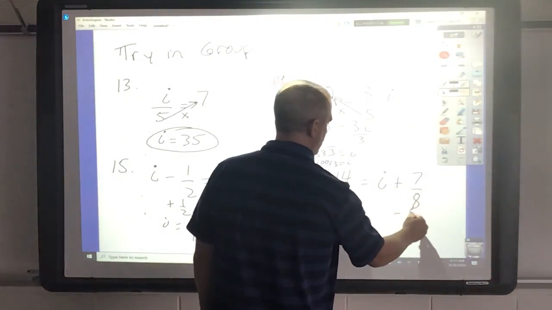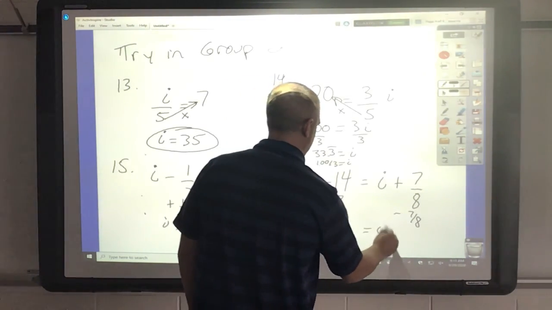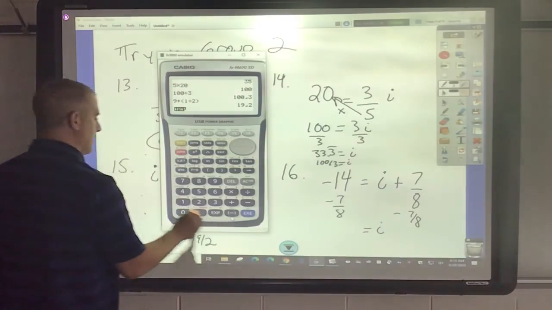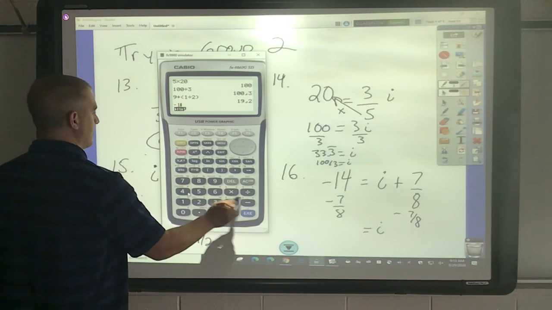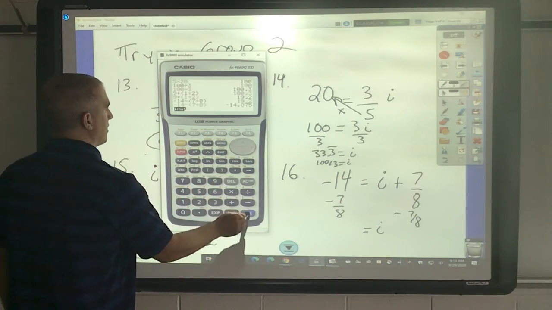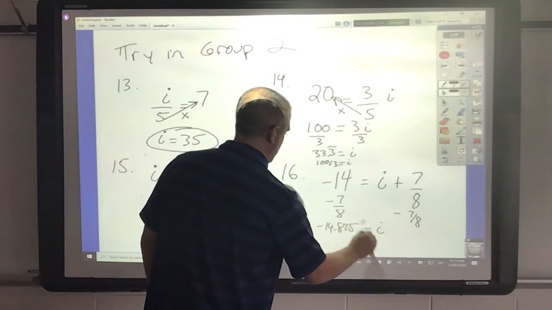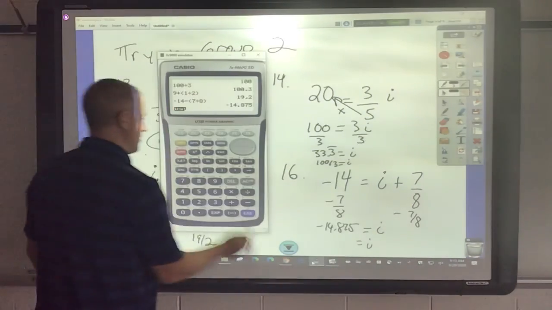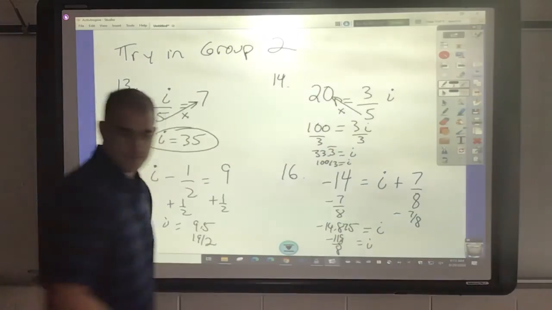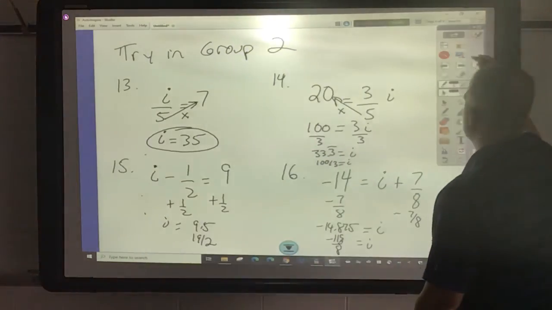So I'm going to subtract 7/8. All right? So the big thing you've got to figure out is: is it attached or is it separated? Negative 14 minus parentheses 7 over 8. Negative 14.875. If you wanted a fraction, you would just hit the fraction-decimal button: negative 119 over 8. All right? Let's do one or two more.